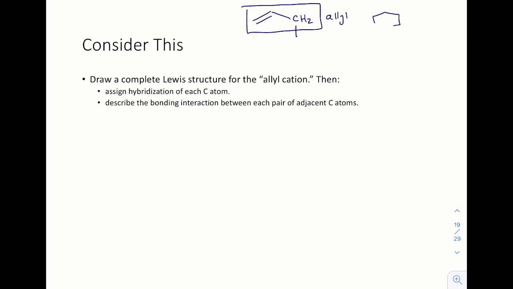We can make a comparison to benzyl. Benzyl is a phenyl ring bonded to CH2. So benzyl and allyl. For this question, I'd like for you to draw the allyl cation. Then I would like for you to assign the hybridization of each carbon atom and describe the bonding interaction between each pair of adjacent carbon atoms. Ready, set, go.